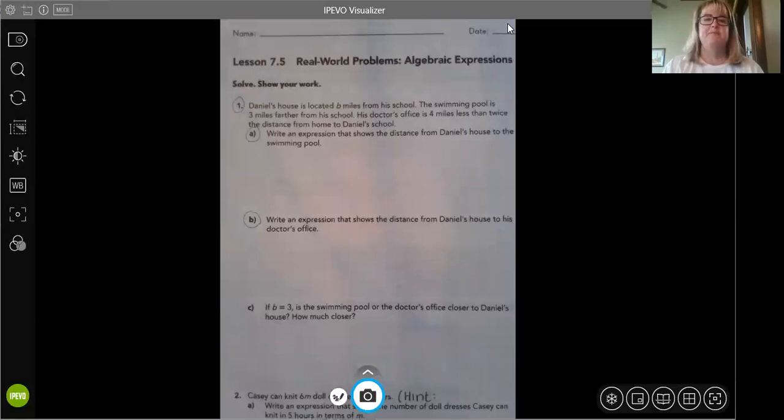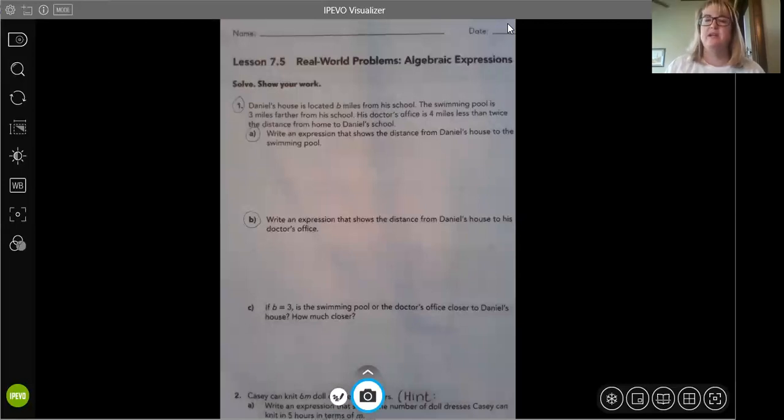Let's get started. Number one on page 81. Daniel's house is located B miles from his school. The swimming pool is 3 miles further from his school. His doctor's office is 4 miles less than twice the distance from home to Daniel's school. A, write an expression that shows the distance from Daniel's house to the swimming pool.